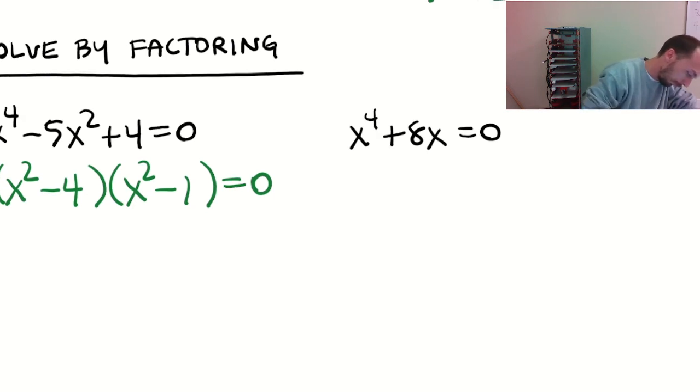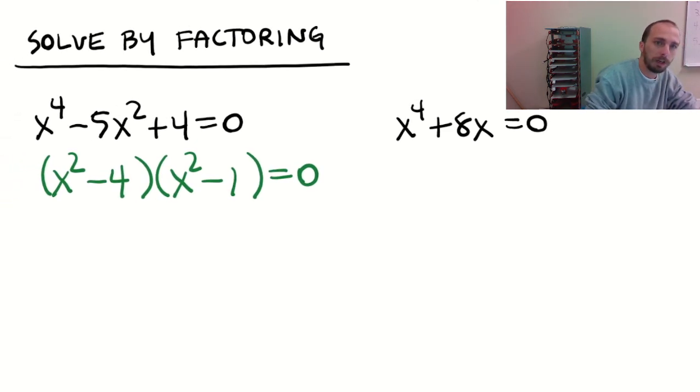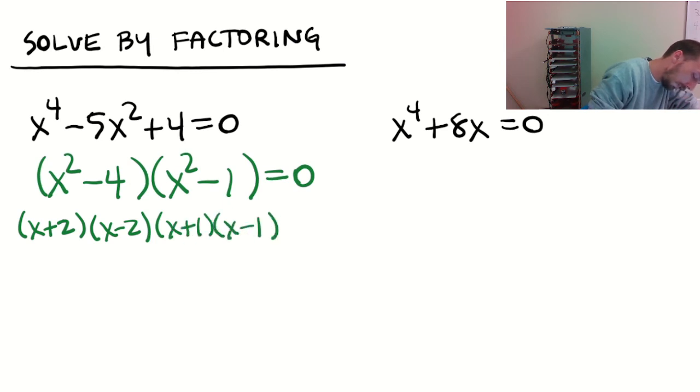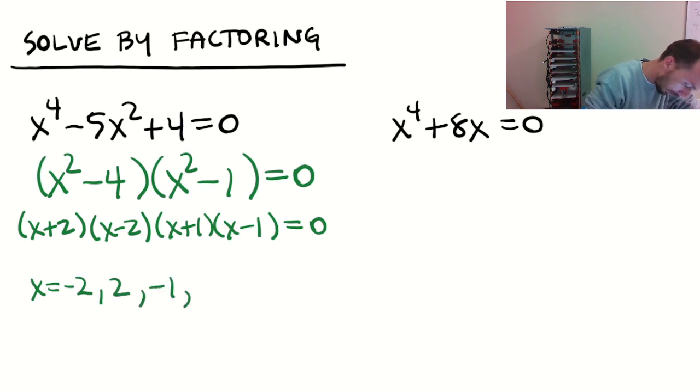Okay, this can factor more. I'm going to end up with 4 factors here. So I'll have x plus 2, x minus 2, times x plus 1, times x minus 1, all producing 0. Okay, and then I'm going to say, well, one of these things has to be equal to 0. So either x is equal to negative 2, x is equal to positive 2, x is equal to negative 1, or x is equal to positive 1. Okay? And that's how we solve a 4th degree equation.